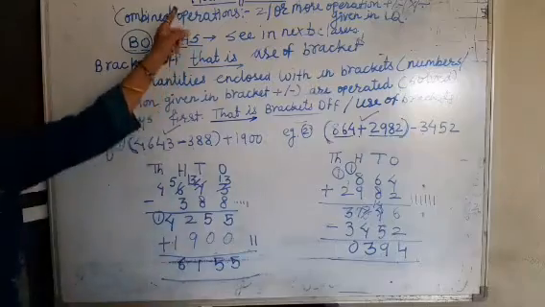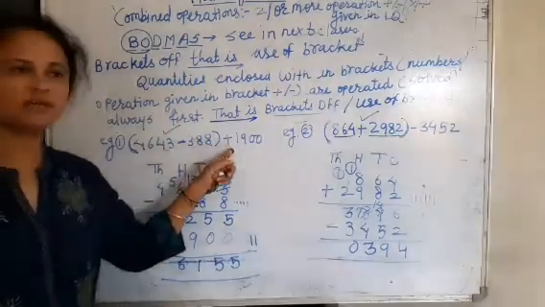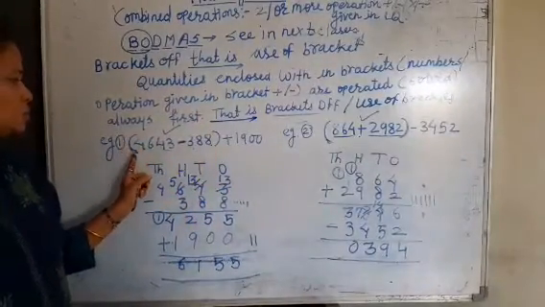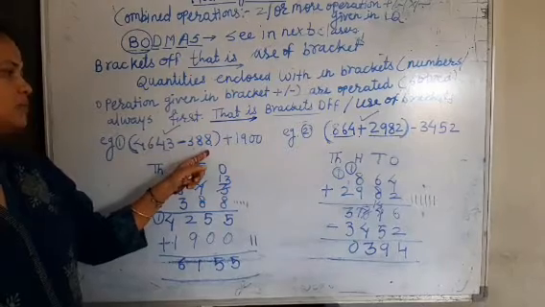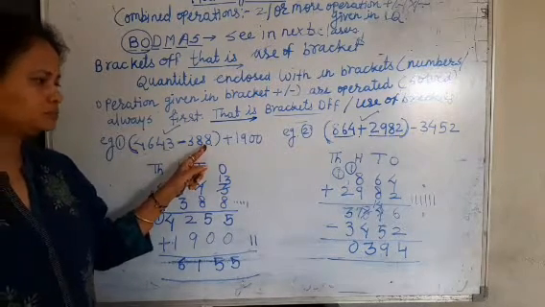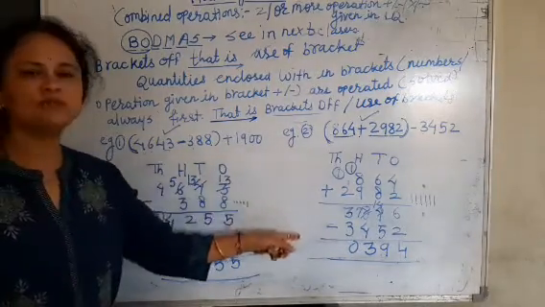So students, this is a combined operation. Whenever two or more operations are given, it is called a combined operation. We have to solve the numbers given in the bracket first. After arranging these numbers vertically, it will be easy for us to solve.